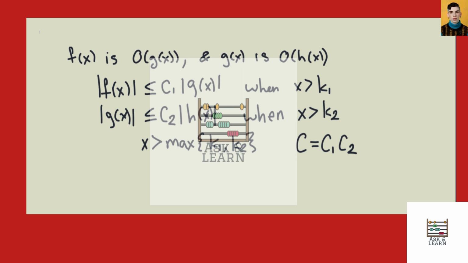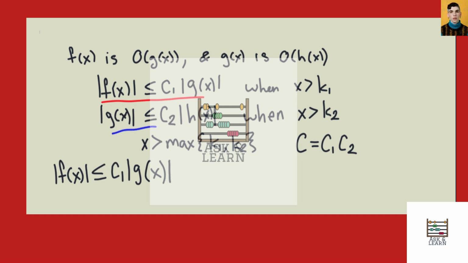Then, from above, we can sort of rewrite this. We get that the absolute value of f of x is going to be less than or equal to c1 times the absolute value of g of x. So far I've just copied from above here the definition of f of x being big O of g of x. Okay, but we know that g of x is less than or equal to this thing, right? So we can plug that in for g of x.